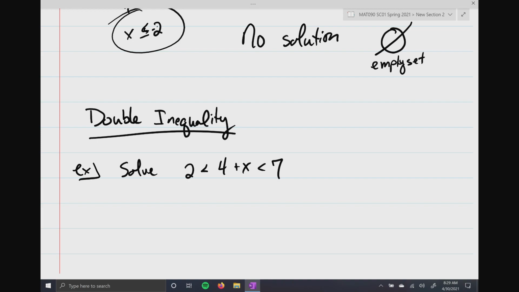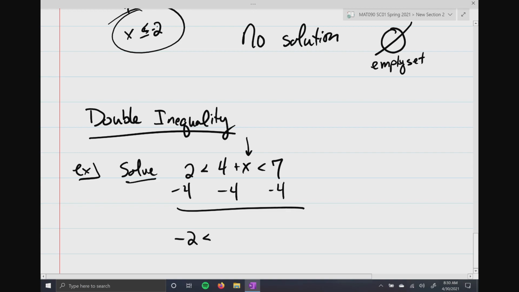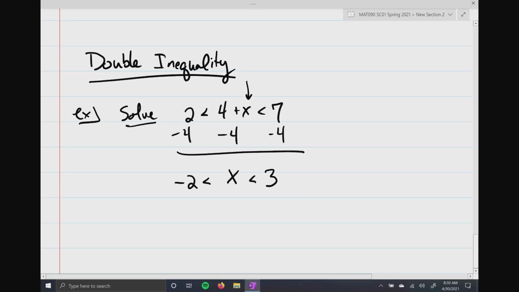So when we solve inequalities, we're just going to say whatever you do to the middle, you must do to the left, you must do to the right. The directions are solve. My x is right in the middle. So in order for me to isolate the x, I need to subtract 4. But I subtract 4 from the middle, which means I subtract 4 from the left and subtract 4 from the right. Now, we'll go left to right. 2 minus 4 is negative 2, which is less than x, which is less than 7 minus 4 is 3. And you just solved your first double inequality.